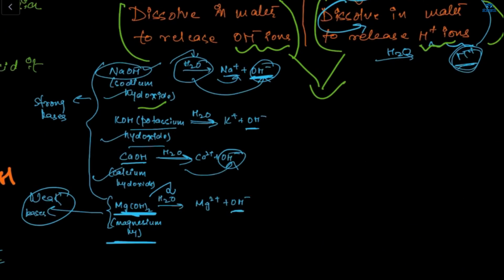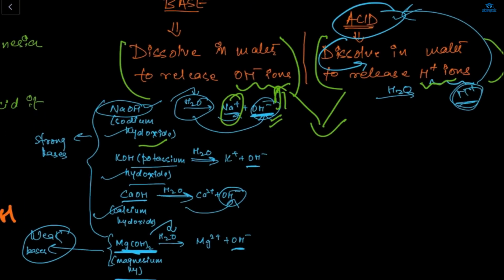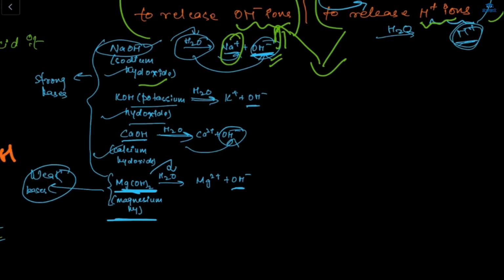And if we are dissolving this in water, what is happening? Na plus and OH minus. And what about OH minus? OH minus is the symbol of a strong base. Yeah? And here, a weak base.